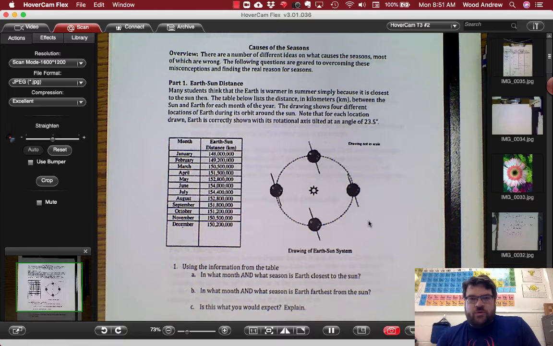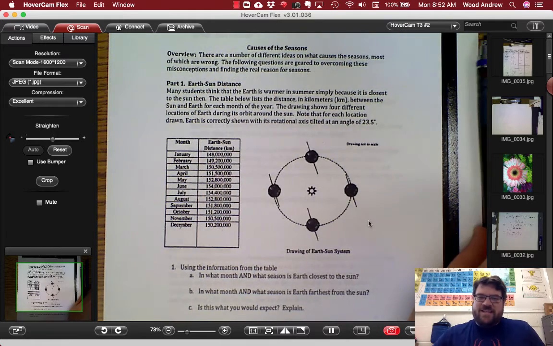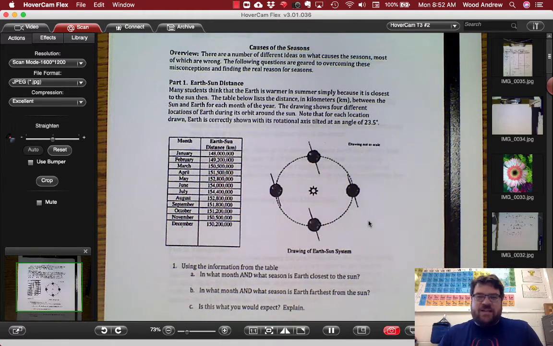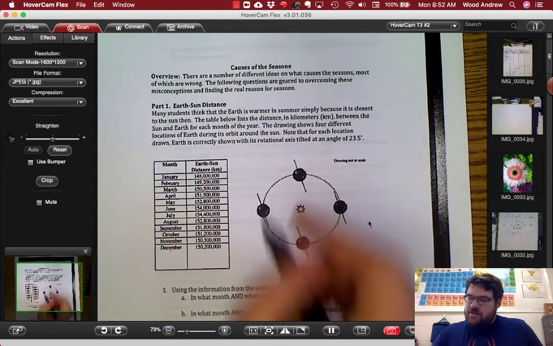Moving on with new stuff from the Earth Moon system. We're going to start looking at one of the most misconceived concepts in the chapter, and this idea of the cause of seasons. So I'm looking at this right here. It says cause of seasons at the top.